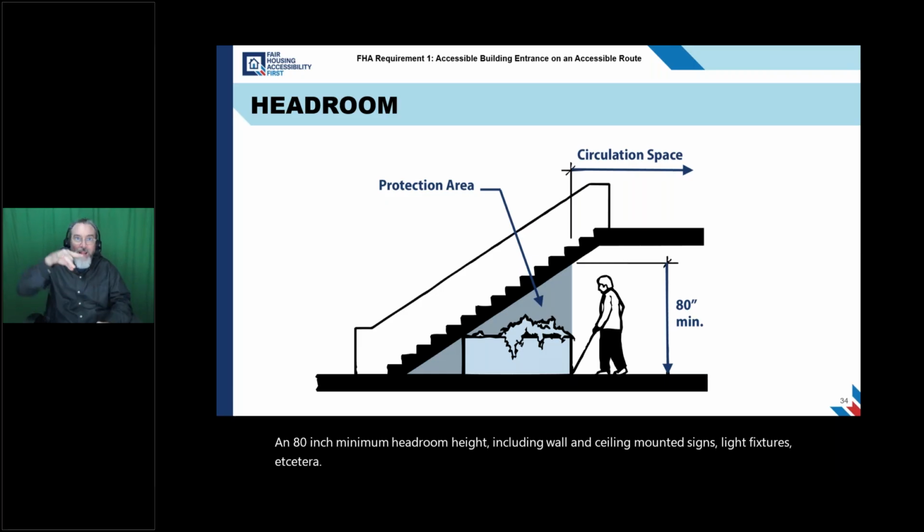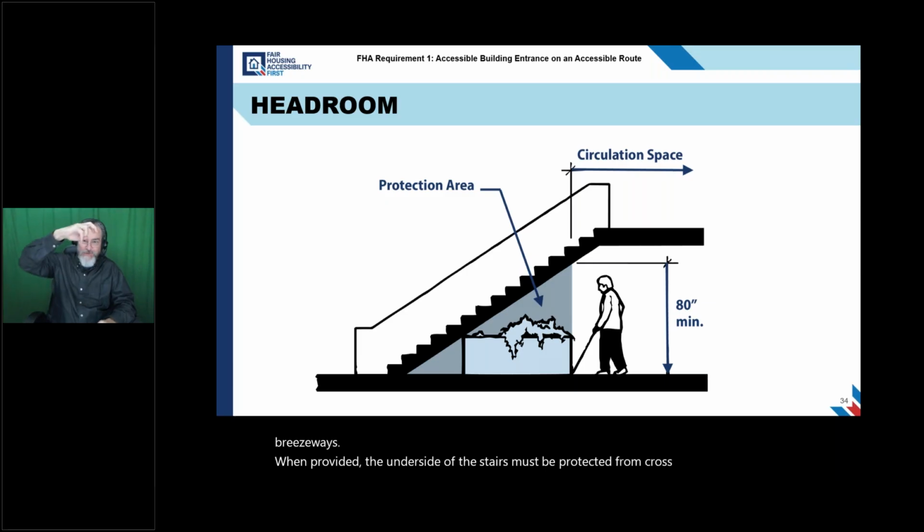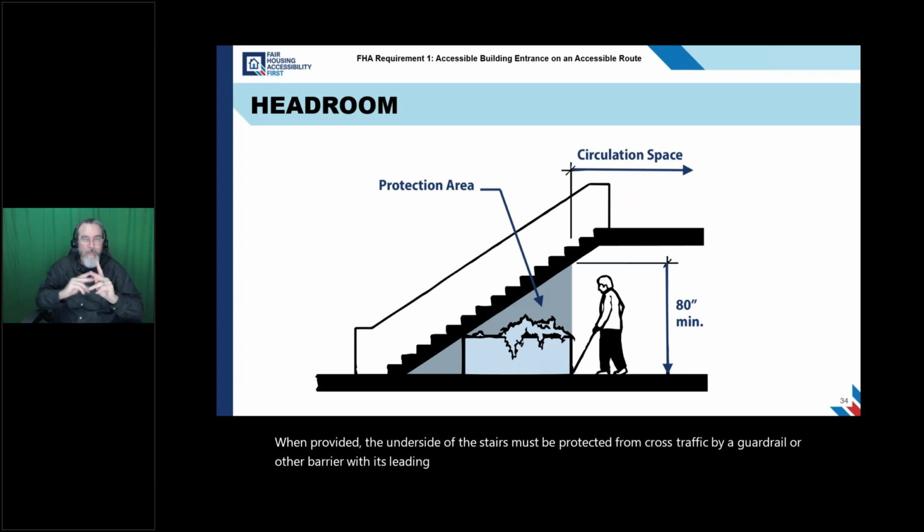Frequently, in multifamily buildings, open stairways leading to upper floors are located in breezeways. When provided, the underside of the stairs must be protected from cross traffic by a guardrail or other barrier with its leading edge at or below 27 inches above the finished floor.